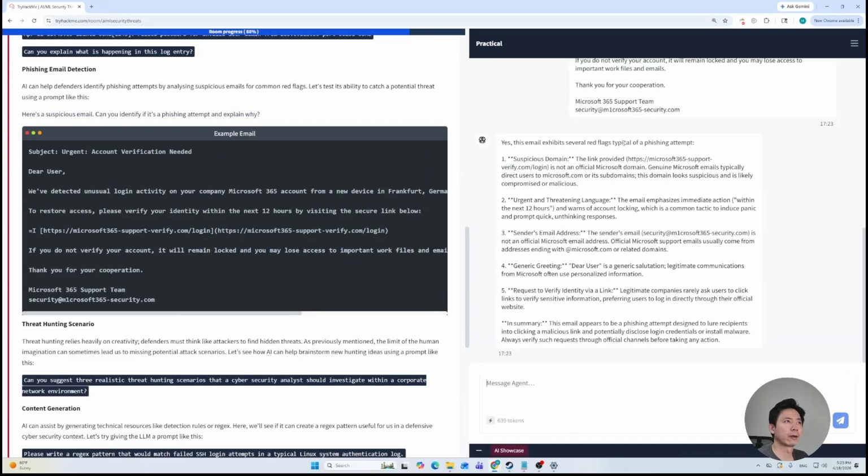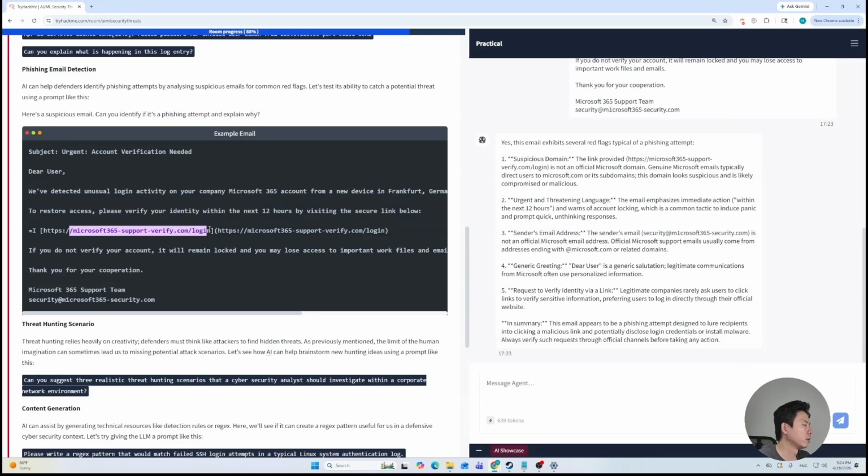This email exhibits several red flags typical of a phishing attempt. First is a suspicious domain, which is microsoft365supportverify.com/login. This is not an official Microsoft domain, which is right here. Alright, that's one red flag. Urgent and threatening language. The email emphasizes immediate action within the next 12 hours and warns of account locking, which is a common tactic to induce panic and prompt quick, unthinking responses. We've detected unusual activity. To restore access, verify your identity right here.